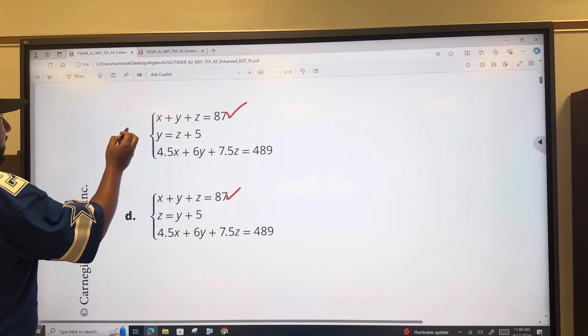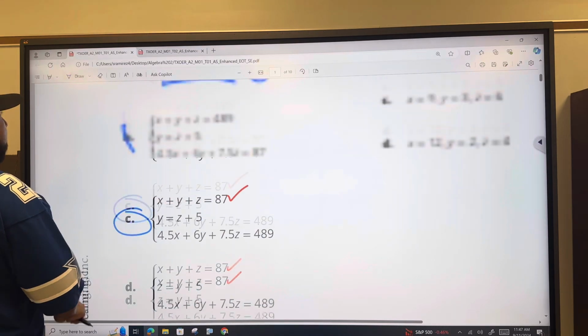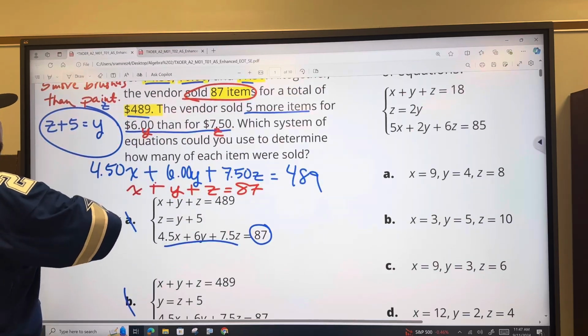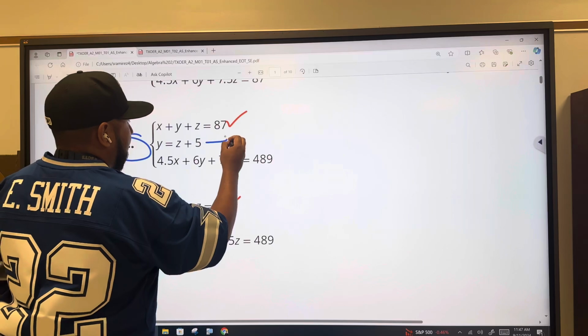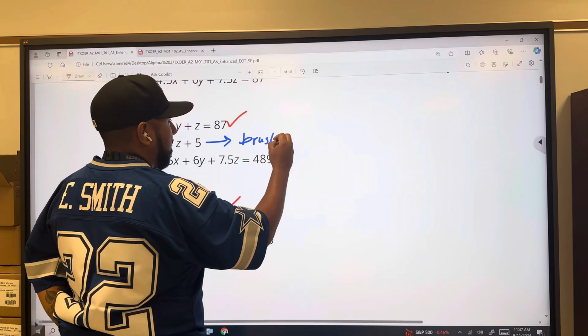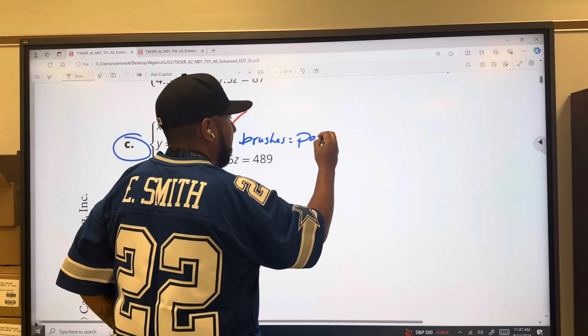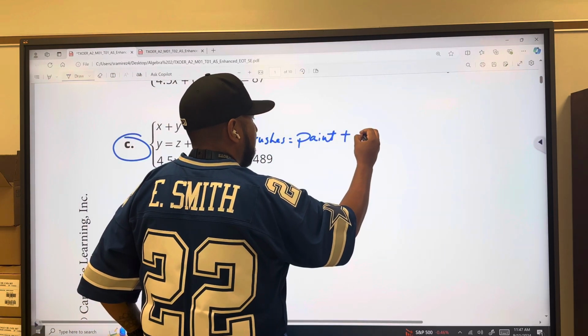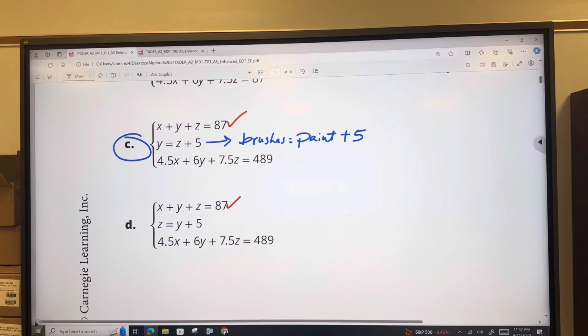So the answer is C, I think. I'm gonna look back up. Okay, I wrote it backwards. And I'm gonna rewrite it just so it looks a little nicer. So brushes equals paint plus 5. All right, nice. I love it. Let's keep going.